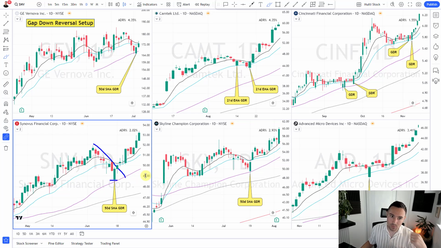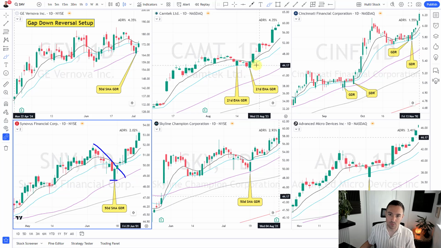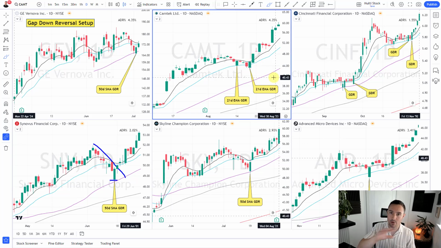There was a lot, and it was immediate. As soon as the market opened, buy orders were flooding the market for this stock and pushing the price back up. They were able to take out the sell orders. So I think that's a really encouraging sign when I'm looking for these gap down reversal bars.